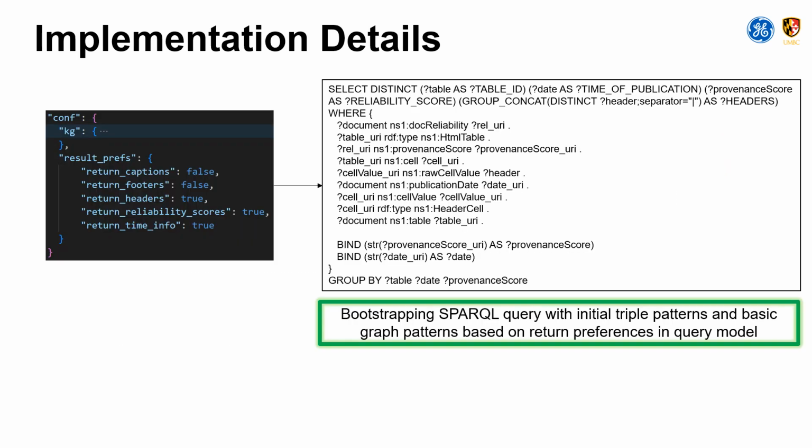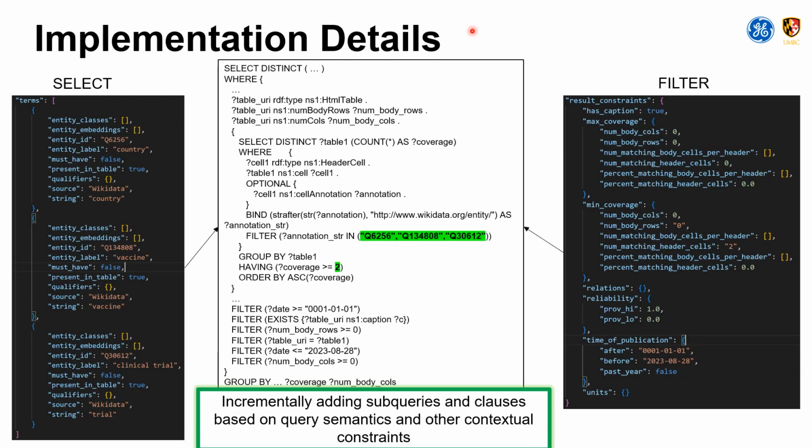So a quick couple of slides showing the incremental SPARQL query construction in action. First, we bootstrap a SPARQL query containing some initial triple patterns and basic graph patterns based solely on what needs to be returned as part of the user discovery request. Next, we incrementally augment that initial SPARQL query along with subqueries corresponding to the selected entities from the user request. And to that, we also add additional filter clauses corresponding to each of the contextual constraints specified by the user.